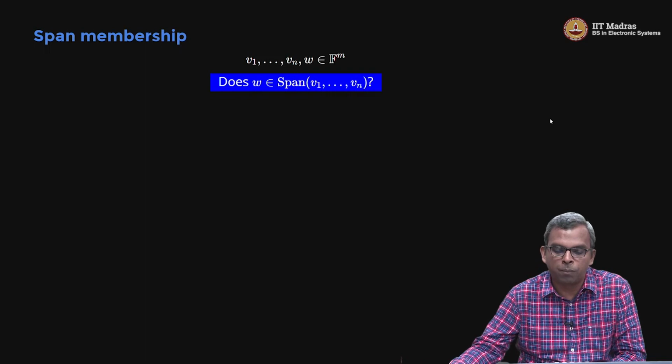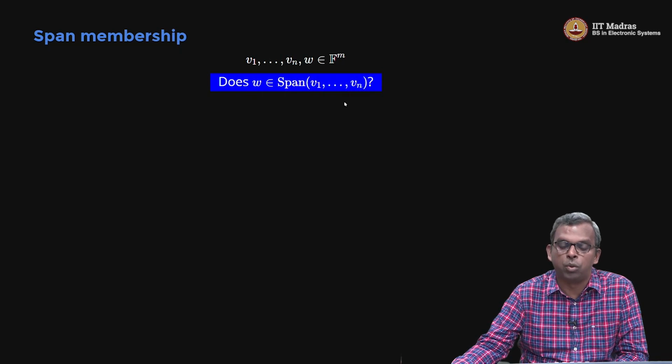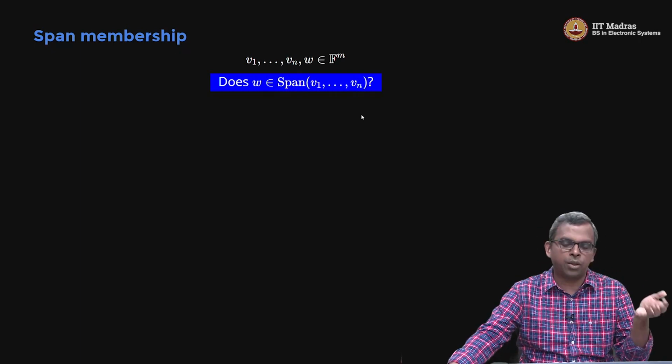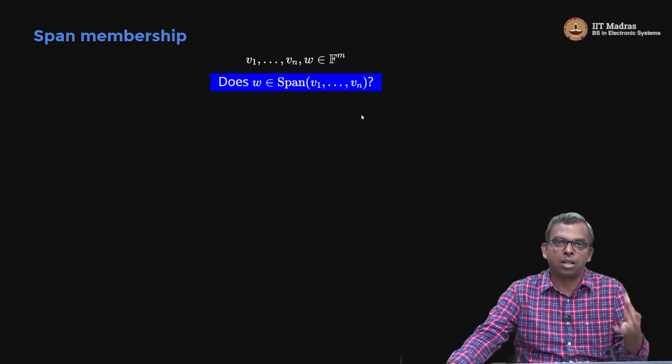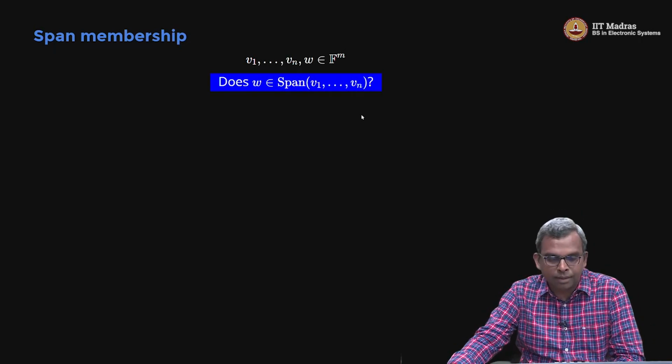So, here is the problem. You have n vectors v1 to vn in this Fm vector space, and there is also another vector w, and you ask the question, does w belong to this subspace generated by v1 to vn, or subspace spanned by v1 to vn, right? So, this kind of a question is very important. This plays a role in solving linear equations, like I mentioned, and many other type of problems around that. Okay. So, this is something important.